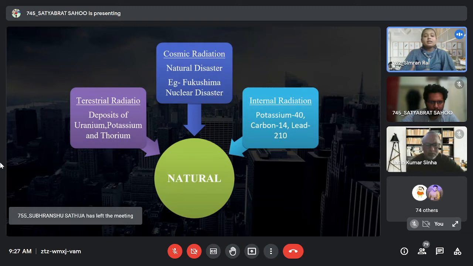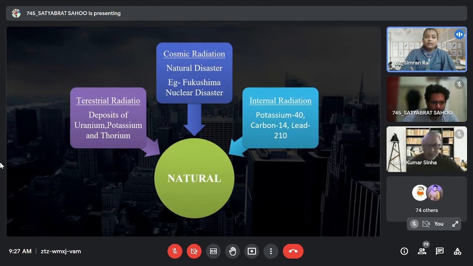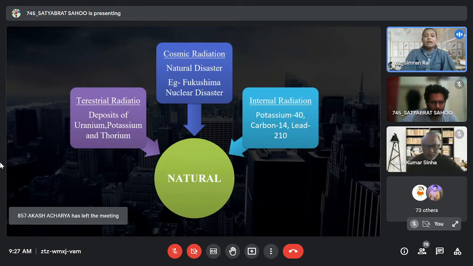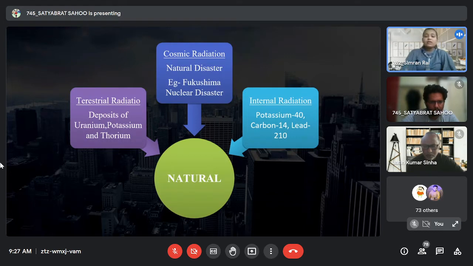The next point is terrestrial radiation. Radioactive material is found throughout nature. It is in soil, water, and vegetation. Low levels of uranium and their decay products are found everywhere. Some of these materials are ingested with food and water, while some, such as radon, are inhaled.